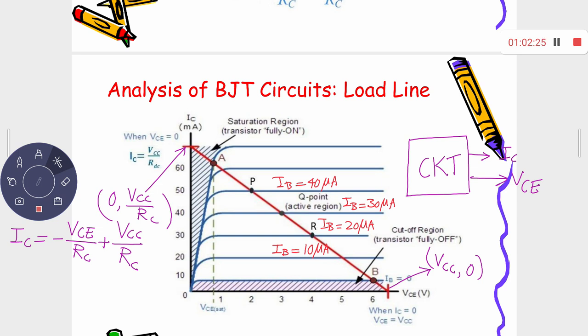For example, as you have mentioned, the slope is given by minus 1 upon RC. Now suppose I would like to place my operating point over here, say when IB is equal to 20 microampere. But in the given circuit, it doesn't happen. Why not? Because the point of intersection is R, and suppose this desired point is R dashed. It's good for the device, because it is lying on the characteristic curve, but not good for the circuit itself.